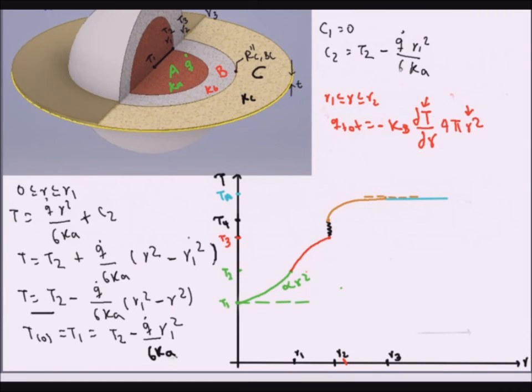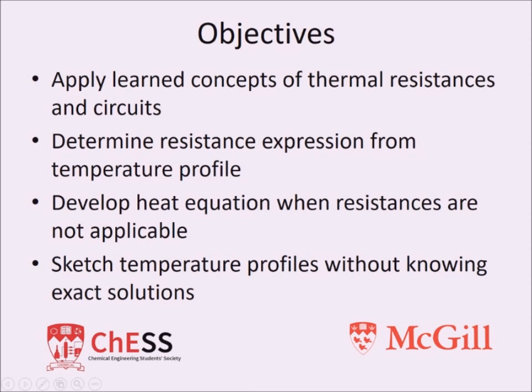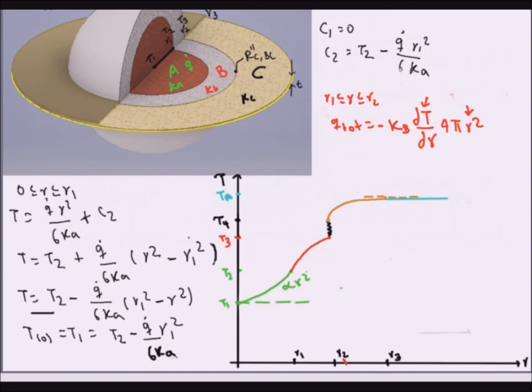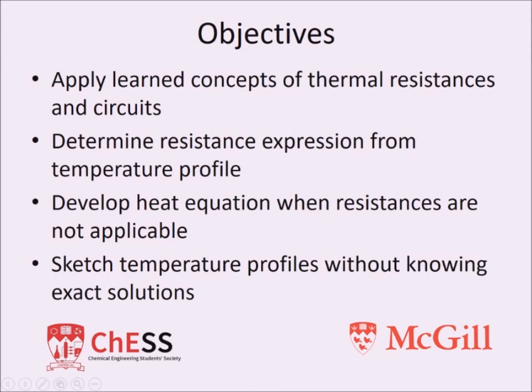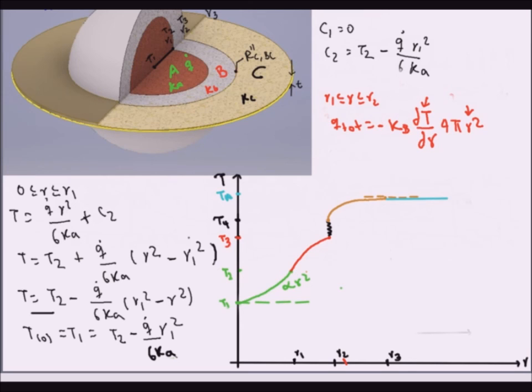Okay, so we reached the end of the video. We were able to apply the learned concepts of thermal resistances in circuits. By doing the example that we just did, we were also able to find resistance expressions knowing the temperature profile, which we did for the fin. We were also able to develop the heat equation when resistances were not applicable, which was for material A. We were also able to sketch the temperature profiles without knowing the exact solutions, as we did here. We just knew a couple of boundary conditions, and the way that resistance has evolved as the radius increased.